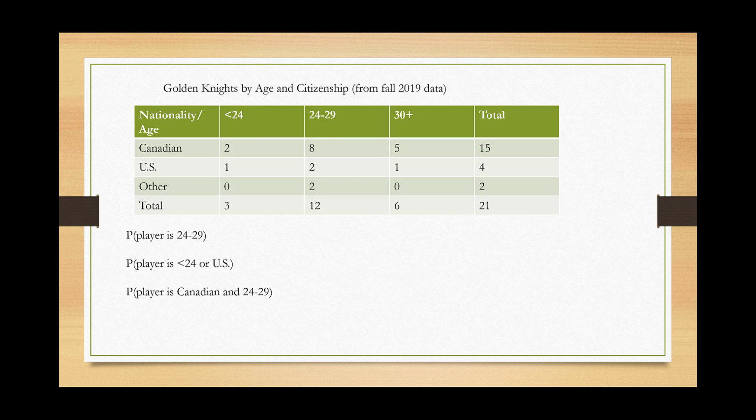Let's go back and look at that age-wise. So let's look at the probability the player is 24 to 29. Well, there were 12 over the 21. You can reduce that to 4 over 7.